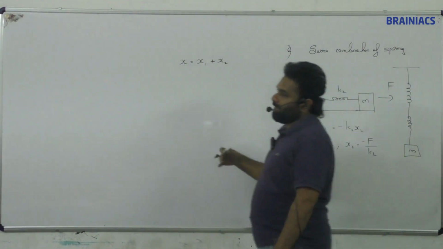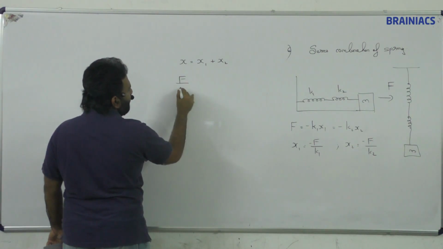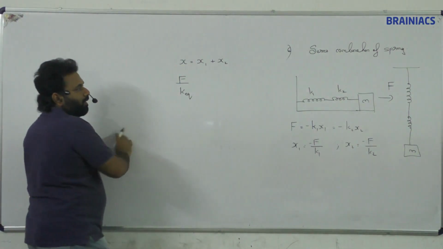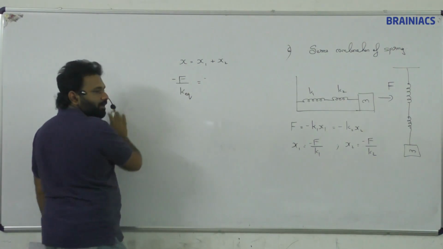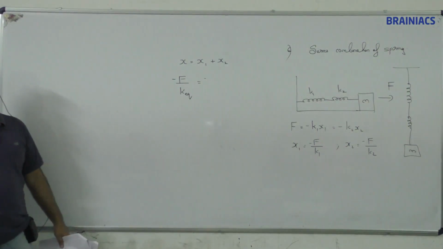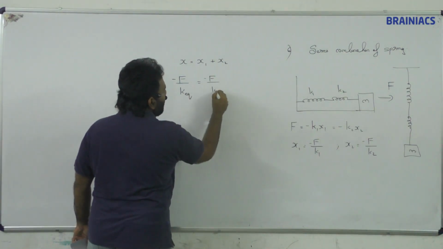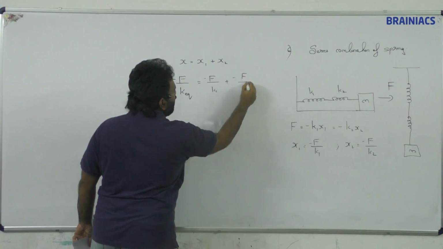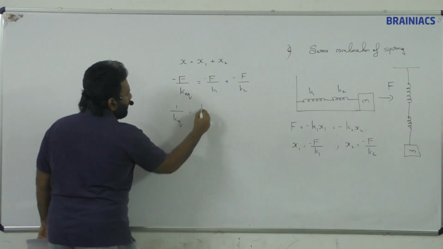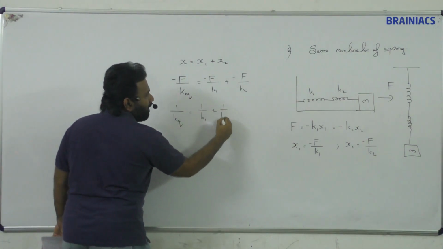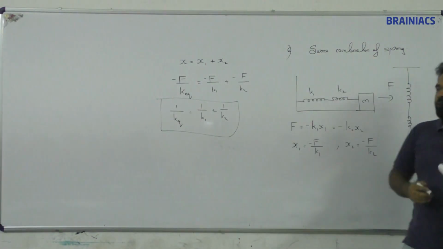Now externally we are applying one force, so that force is the same everywhere. So we can say that F divided by K equivalent is equal to, this is also minus F, the restoring force. So minus F by K equivalent is equal to minus F by K1 plus minus F by K2. So 1 by K equivalent is equal to 1 by K1 plus 1 by K2. So this is the spring combination in series.